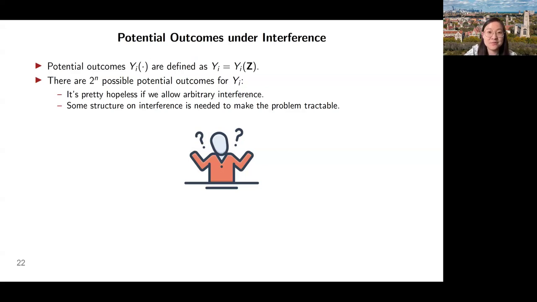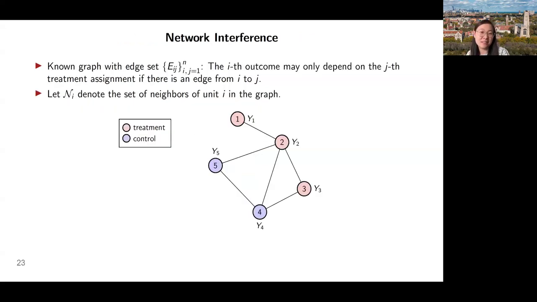So what do we do? The first model that we consider is this network interference model. This model says the following. There is a known graph with edges E_ij such that i's outcome will only depend on j's treatment assignment if there's an edge from i to j. Throughout this paper we assume that this graph is known.